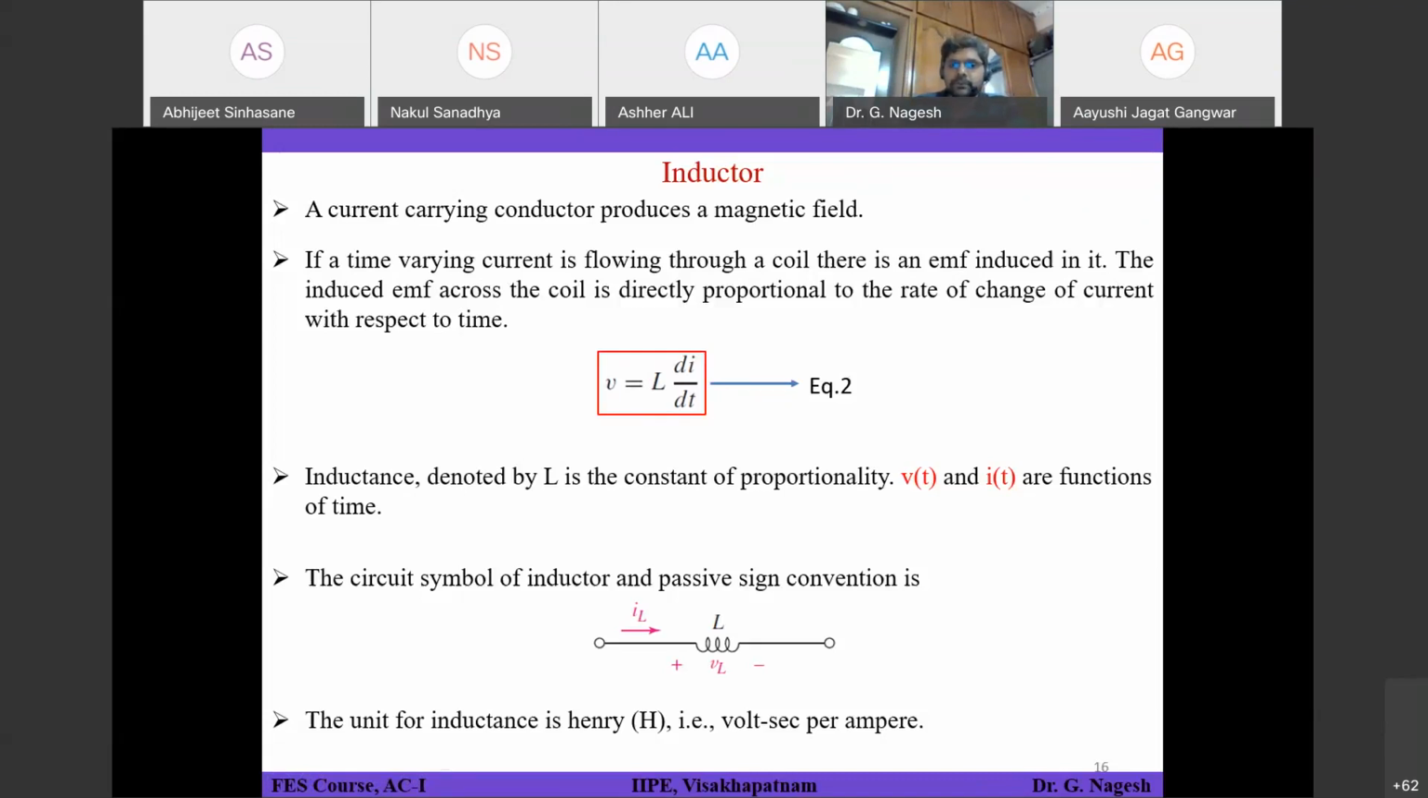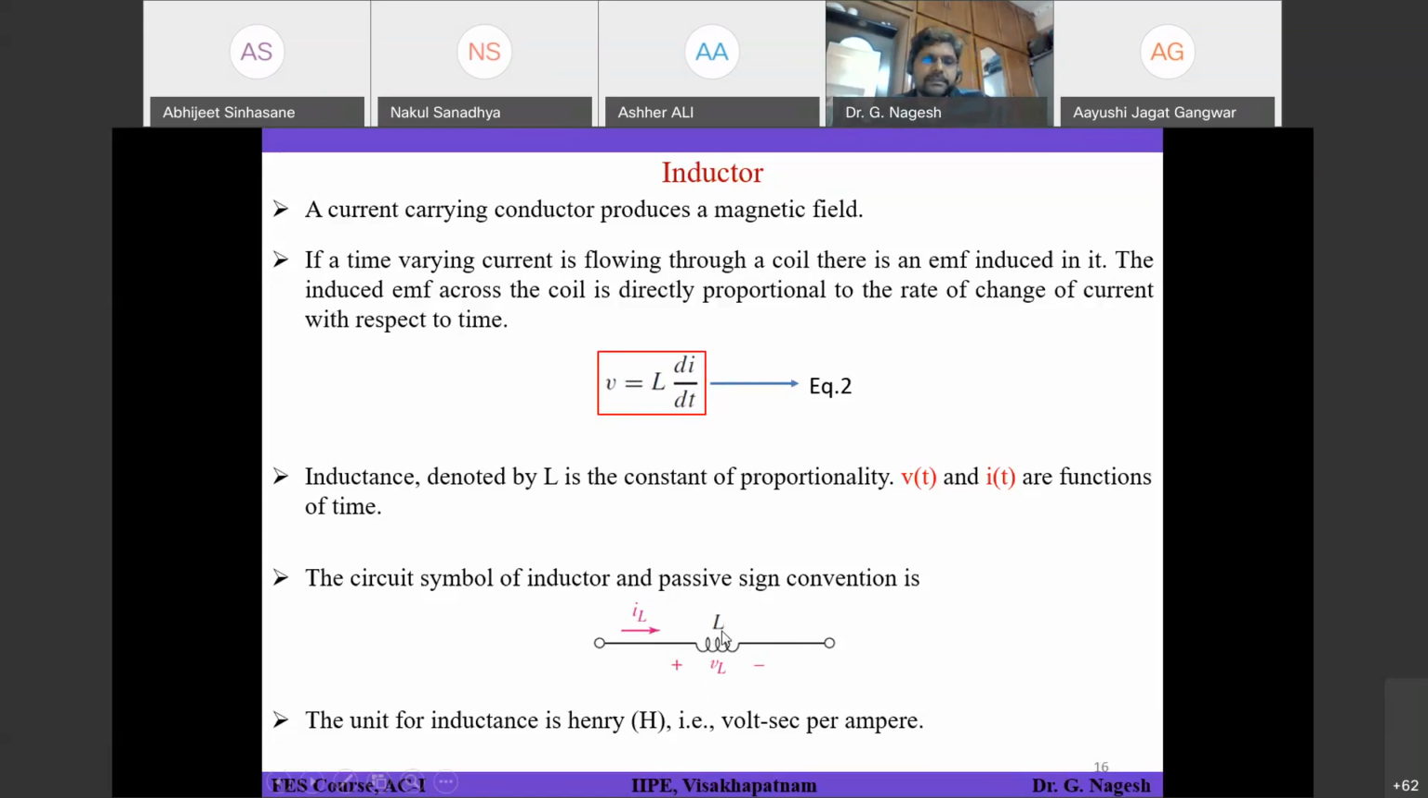So what is the passive sign convention for this inductor? Similar to the capacitor, you will have a passive sign convention, shown here. If I_L is the current, varying with time, flowing into the coil of inductance L, there will be a voltage developed across the coil terminals with positive and negative polarity, given as V_L. This V_L is nothing but V here, and I_L is nothing but I. The voltage and current are given by V = L di/dt, and L is called the inductance.